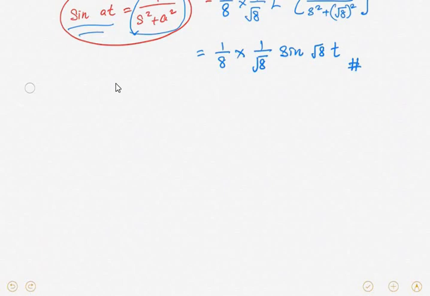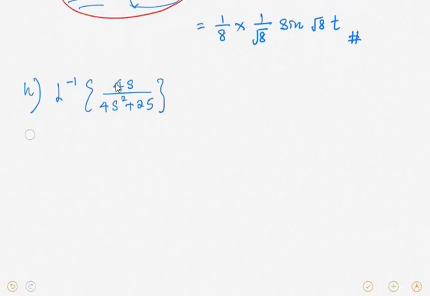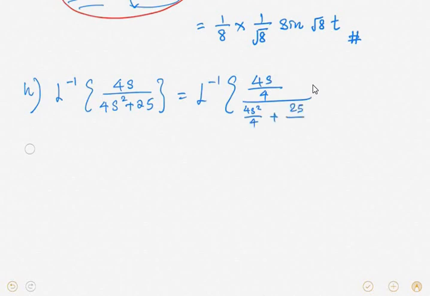Okay, we go to another example. Inverse Laplace transform of 4s over 4s squared plus 25. Okay, again, this 4s squared plus 25, we need to divide the 4s squared by 4 so that we get a single s squared. So we have an inverse transform of 4s over 4, and 4s squared over 4 again, plus 25 over 4.